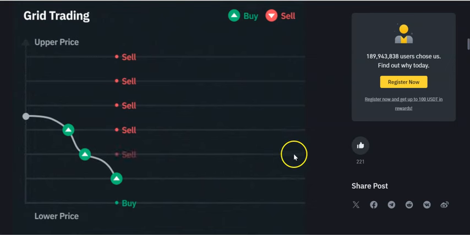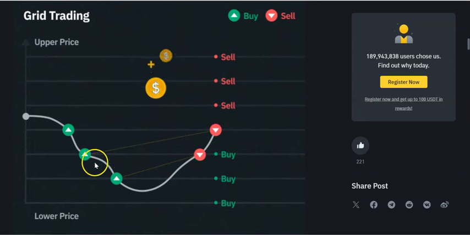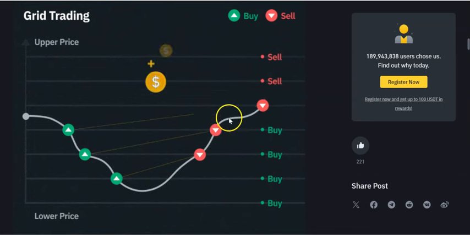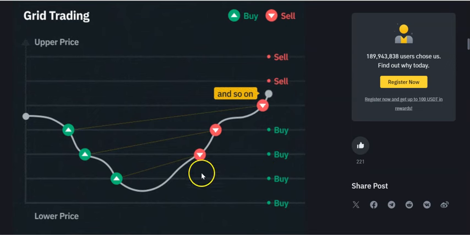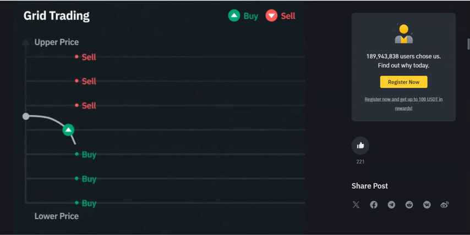So how does the grid bot work? Look at this guy. This guy has done a very good job on his article here. Look at this. It buys at different levels. You see that? Then it sells systematically for you. It keeps doing buy, sell, buy, sell, buy, sell, as long as it is not out of that range.